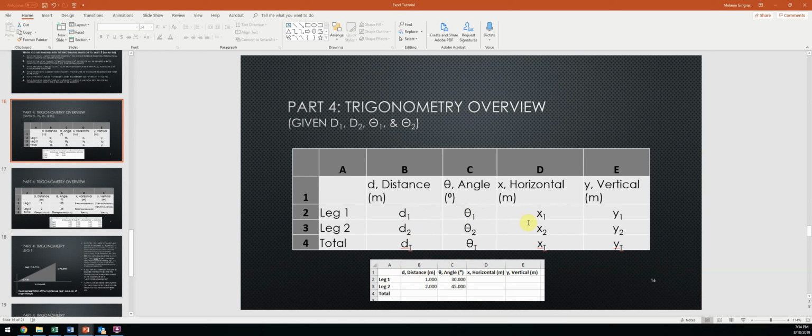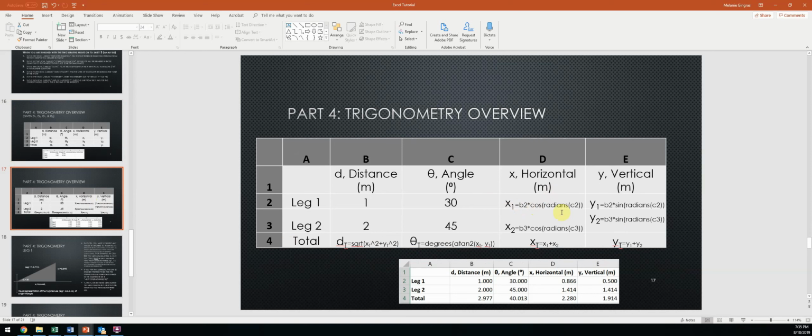The things that we need to calculate are x1, y1, x2, y2, dt, theta t, xt, and yt. So I'm going to go from top to bottom. We're going to calculate x1 and y1 first. The formula that we're going to use is right here. So x1 is b2 times cosine of radians c2, where b2 is this value here, and c2 is our angle.